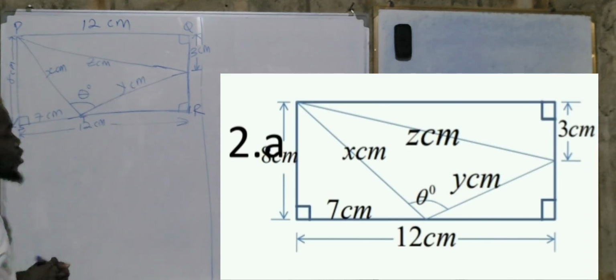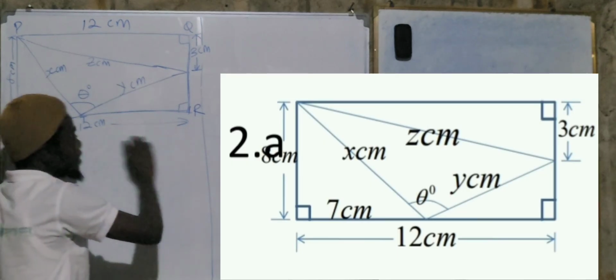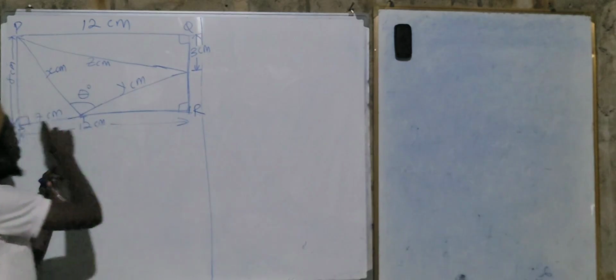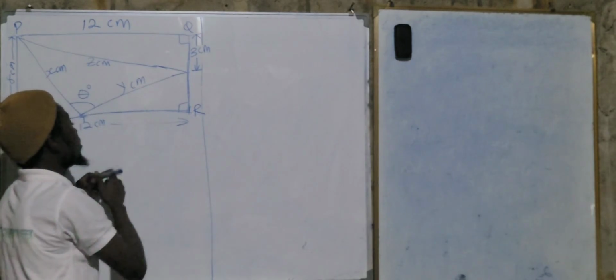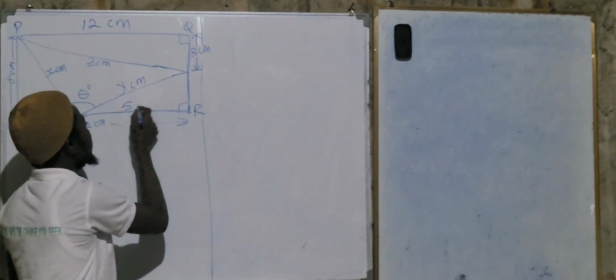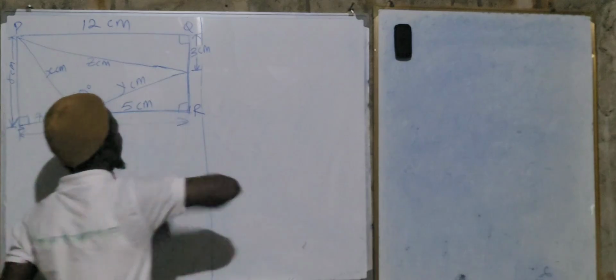Now observe here again. This entire distance is equal to 12, right? Yes, sir. But here we have what? How many centimeters do we have here? 7. So therefore, how many centimeters remain here? 5. Here is 5 centimeters now. Are you getting this concept here? Yes, sir. Good.